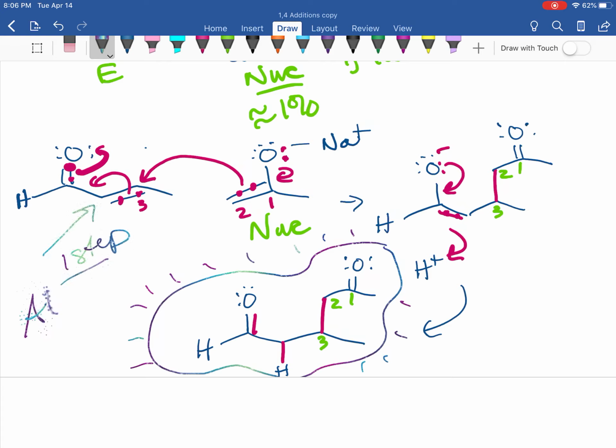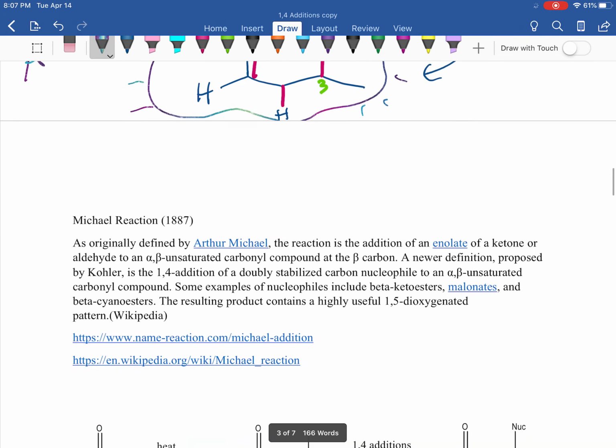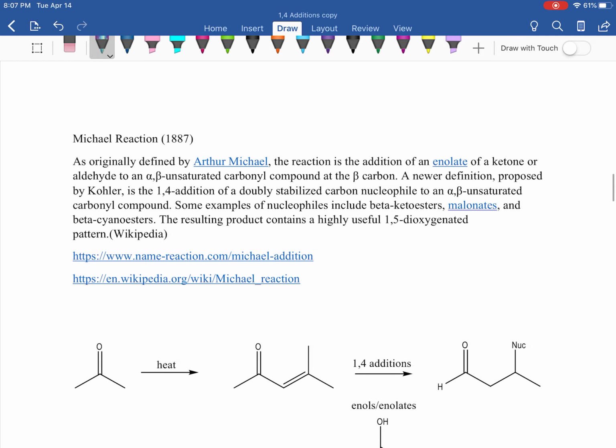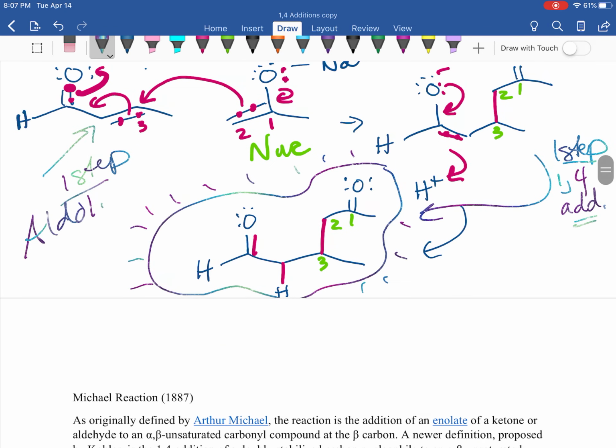Okay, how did we get to this? One step, aldol. How did we then get to this? One step, 1,4 addition. And now you know where I'm headed. Are we done with this substrate? Or can we move on from this substrate and do even more? In fact, you can do even more. This is so exciting. We're getting into a named reaction here.